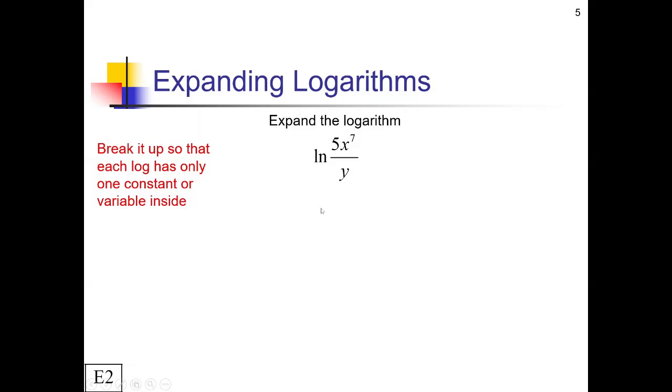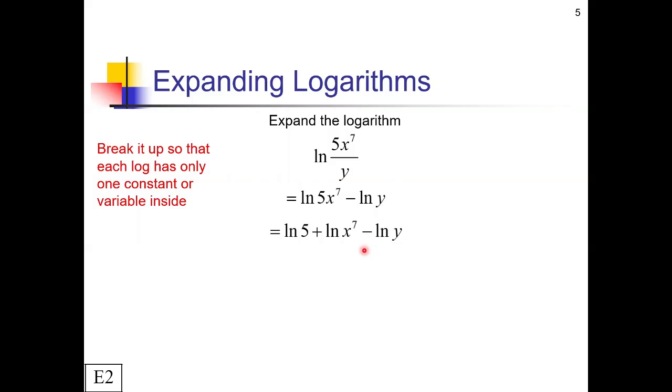All right, so the top level thing going on here is we've got some division. So we have that log rule where division turns into subtraction. I can split this up into ln of 5x to the 7th minus ln of y. And now I've got some multiplication going on inside this first logarithm. So I can split this one up further into ln of 5 plus ln of x to the 7th. And we still have that minus ln of y kicking around out there.